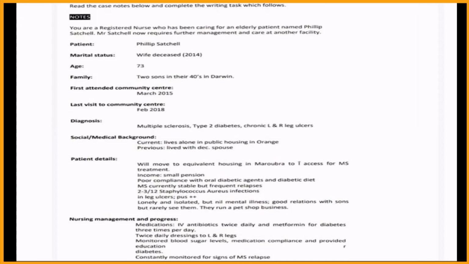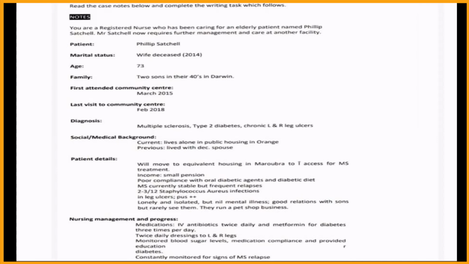Registered nurse. Because otherwise there's a chance for you to wait and waste time looking for that. You should not waste time on that. Requires further management care at another facility. Yeah, that is also important. Then the patient's name and age. First attended community center. Last visit community center. Diagnosis.